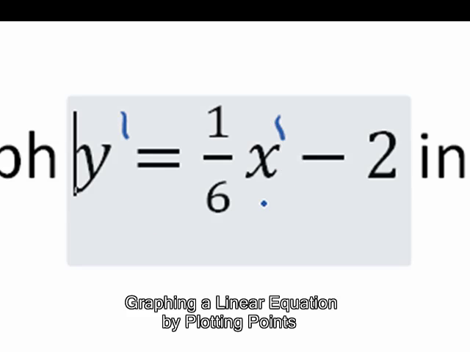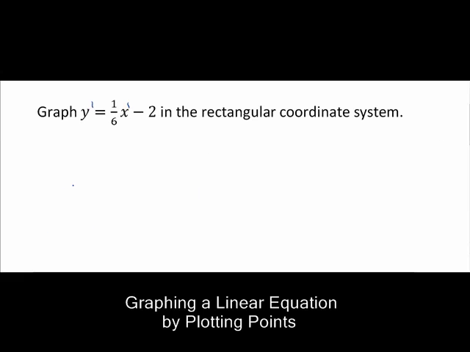A linear equation in two variables is always going to give us a line. That's where it gets its name from, linear. Another way of recognizing that this is a linear equation is if you have memorized the slope-intercept form of a linear equation, you can see that it fits that form, y equals mx plus b. There are several ways to graph linear equations in two variables. The first and simplest way to graph an equation is to plot points.